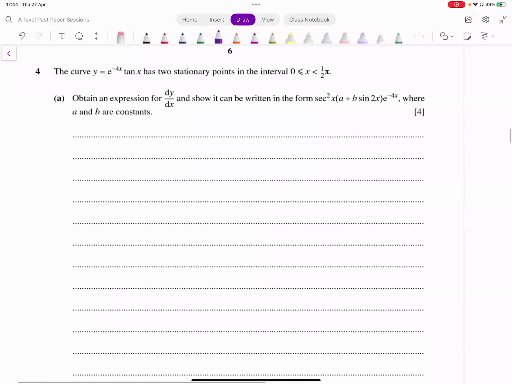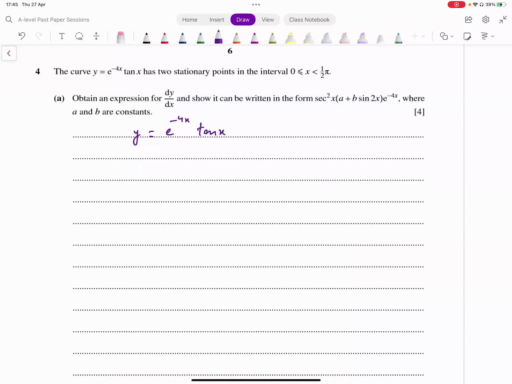और देखना है आपके function के क्या values हैं. So now it says the curve y equals e raised to power minus 4x into tan x has two stationary points in this interval from x equals 0 to pi over 2. We need to obtain an expression for dy over dx and show that it can be written in this form, where a and b are constants. Okay, let's do this. Y equals e raised to power minus 4x into tan x. Now, you see it's a product.